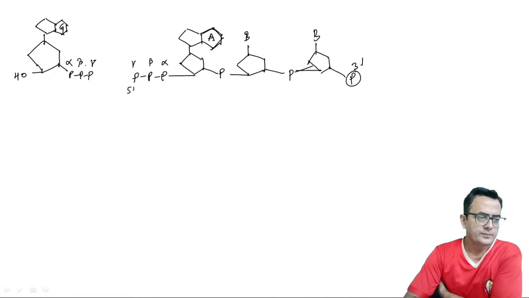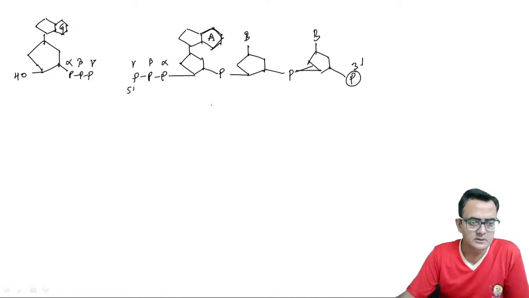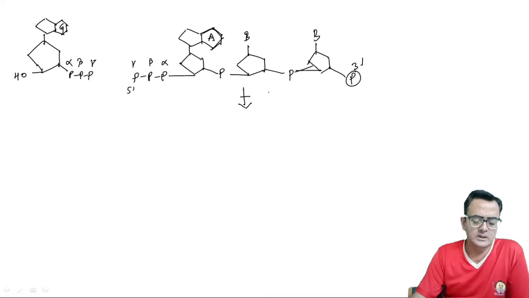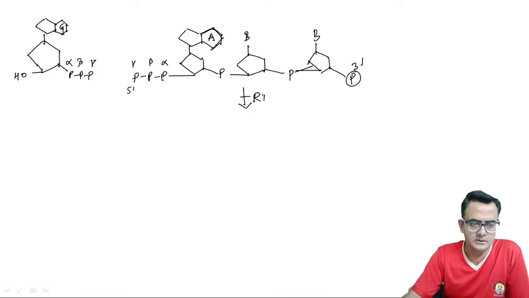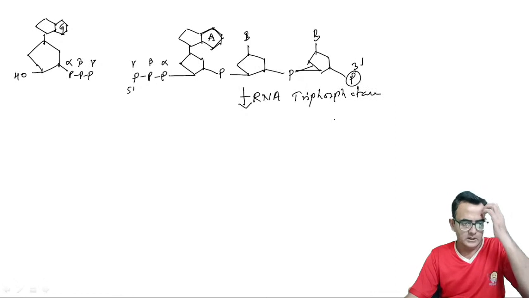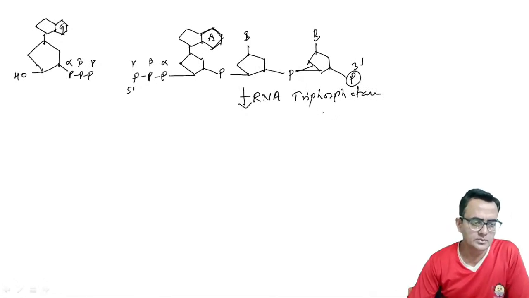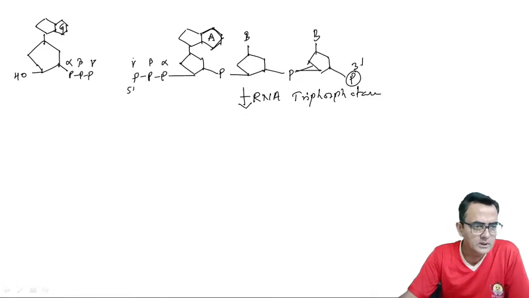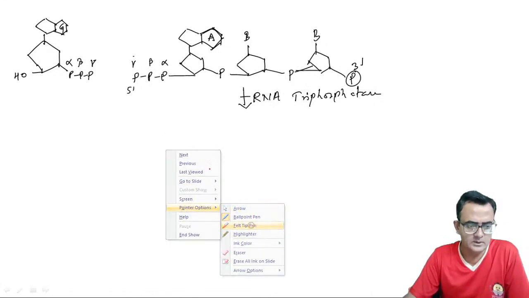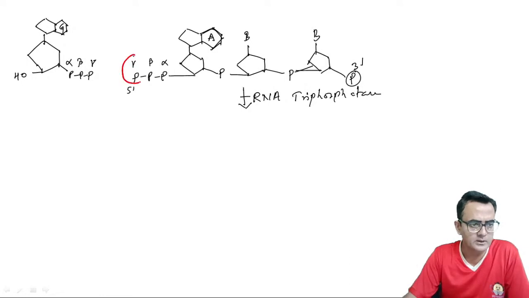So now what happens? This is the substrate actually. Now in the first reaction, the enzyme which is called RNA triphosphatase, right? RNA triphosphatase comes, and this RNA triphosphatase, what it does, it removes the gamma phosphate. किसको remove करता है? Gamma phosphate. It removes the gamma phosphate from here, right?